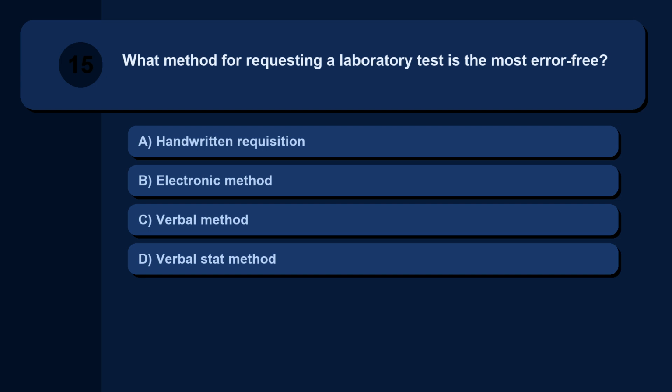Question 15. What method for requesting a laboratory test is the most error-free? Handwritten requisition, electronic method, verbal method, verbal stat method. The electronic method is most error-free for requesting laboratory tests because it reduces misinterpretation and errors that can occur with handwritten or verbal requests, often including built-in checks.